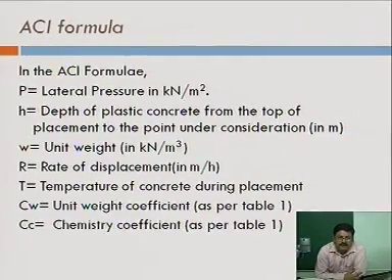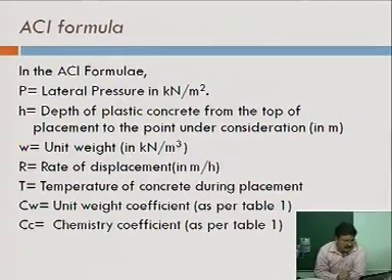the formula. Then when it comes to small h, it is the depth of concrete from the top of placement to the point under consideration. That means at what height you want to measure the pressure. So, this is what h means here. W is unit weight, again in kilonewton per cubic meter. Capital R is your rate of placement in meter per hour. T is your temperature of concrete during placement, it is in degree Celsius.